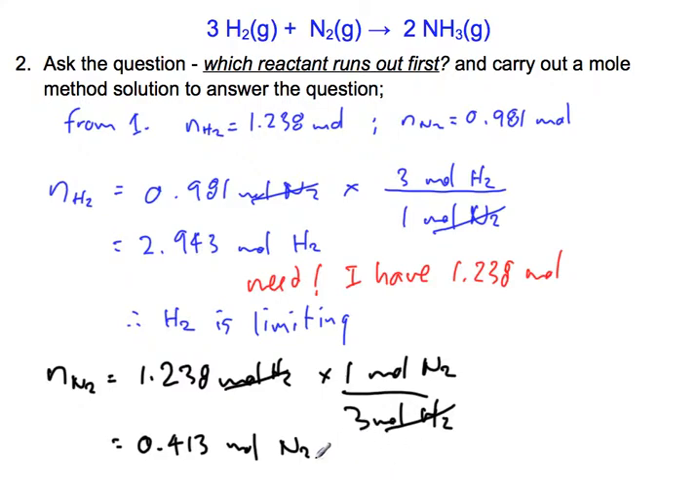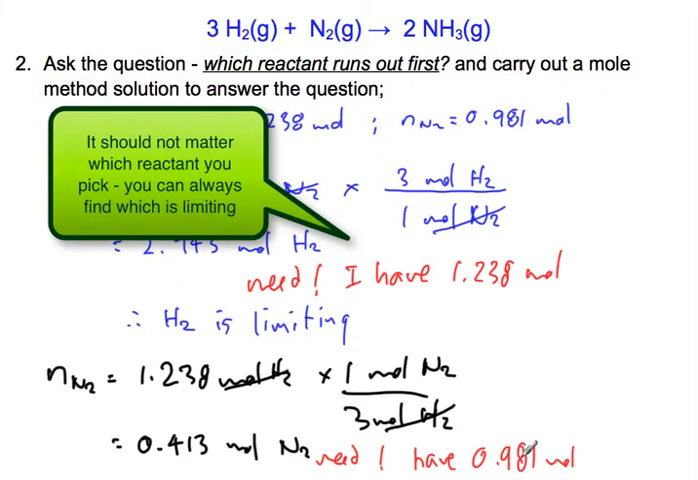So again, I need 0.413 moles of nitrogen, but how much do I have? Well, this is how much I need again, but we have, again from part 1, 0.981 moles of nitrogen. So I need 0.413, I have 0.981, I have enough, so therefore nitrogen is not limiting, which means hydrogen is still limiting. So that's how you answer that question.